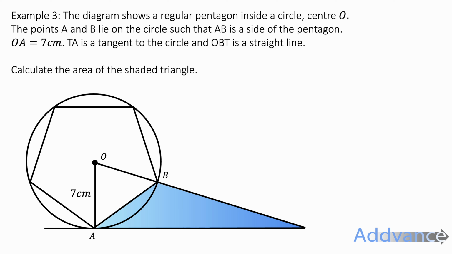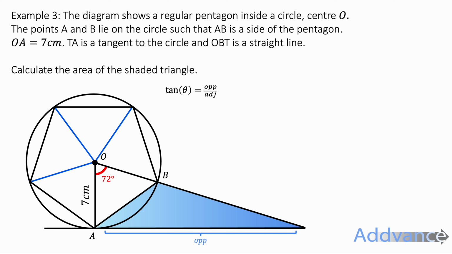Okay, so we can start by realizing that this regular pentagon here creates 5 triangles. And the angle inside those 5 triangles, well, we can work that out by doing 360 divided by 5 to get that each angle is 72 degrees. So that red angle there is 72 degrees. Now we can use tan to find the opposite side of the triangle, and that will be useful because that length is important.